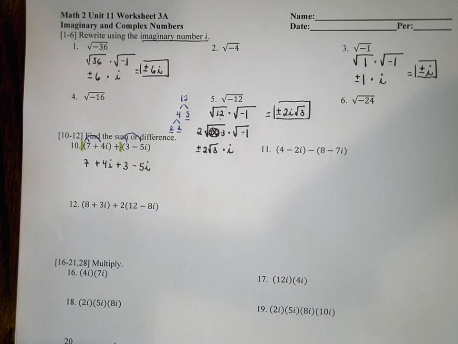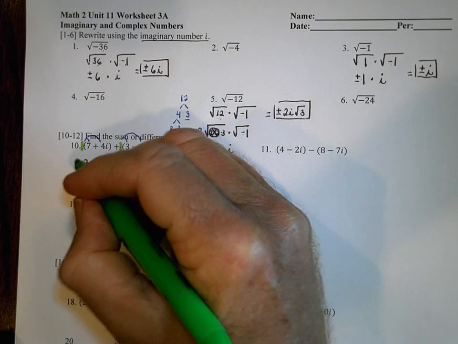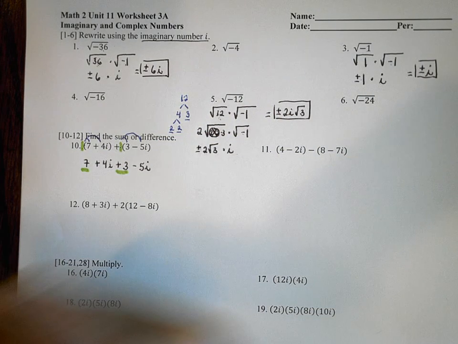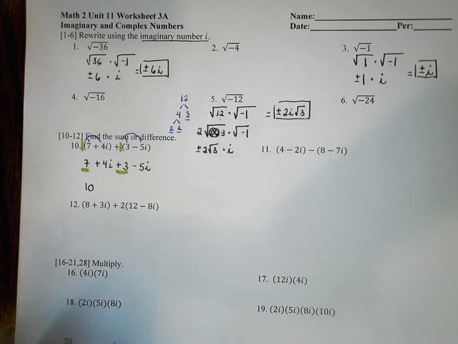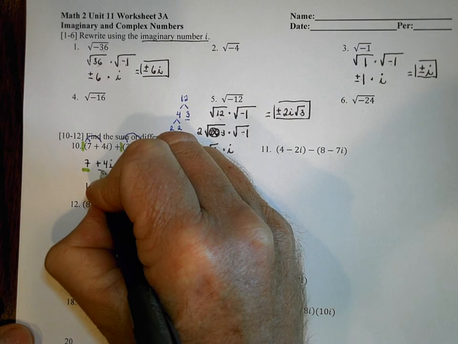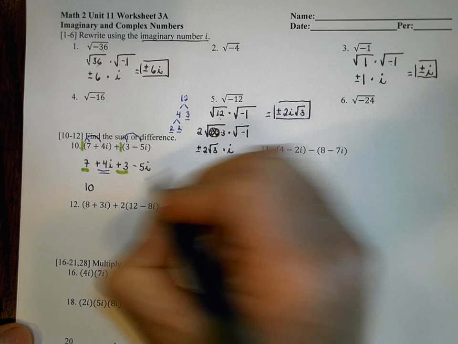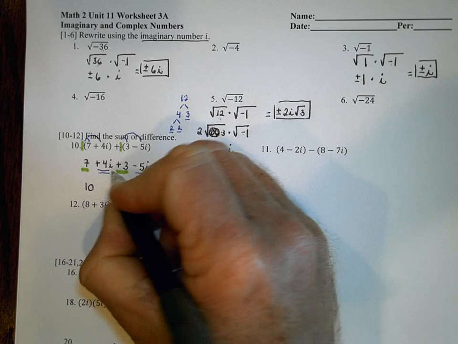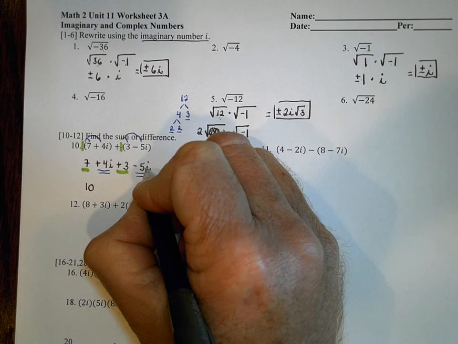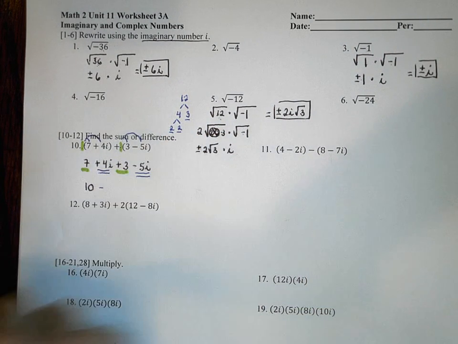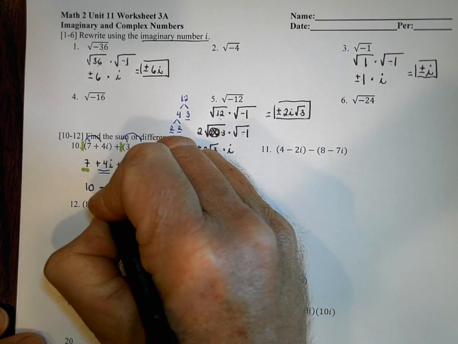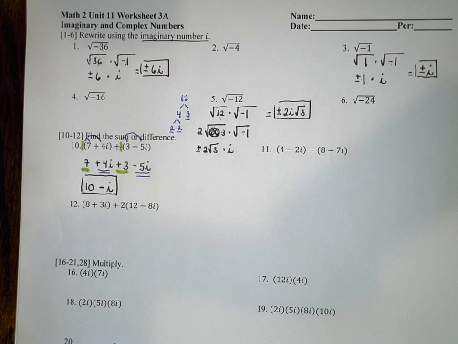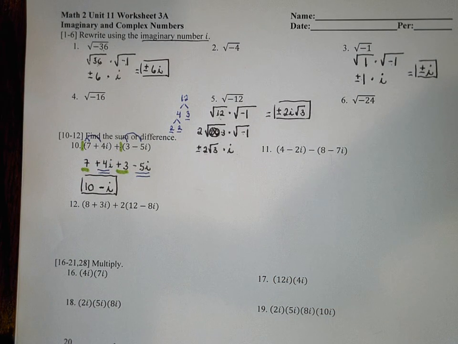So let's start with the 7. Is there anything that's considered a like term with the 7? Yes, the plus 3. Combine those together and you're going to get 10. Okay, then let's go to 4i. Is there anything that's considered a like term with the positive 4i? The answer is yes, it's minus 5i. We're going to combine those together, so 4i minus 5i gives me a negative 1i. And you could just write that as minus i. So that would be the answer to number 10. 10 minus i is what number 10 simplifies into.